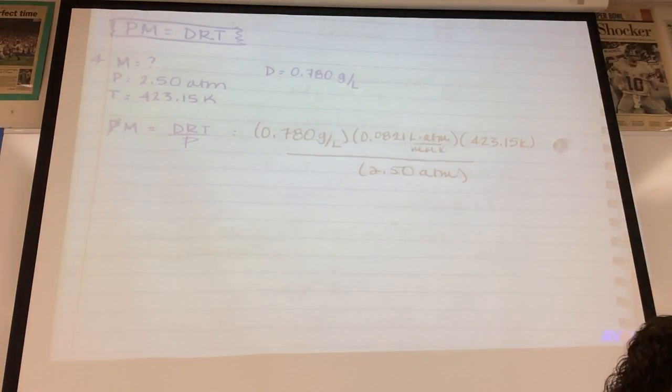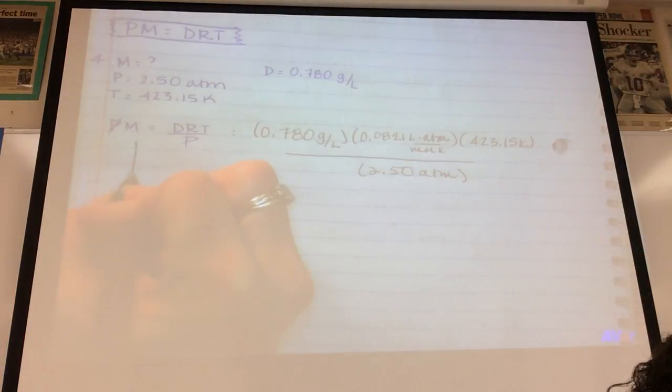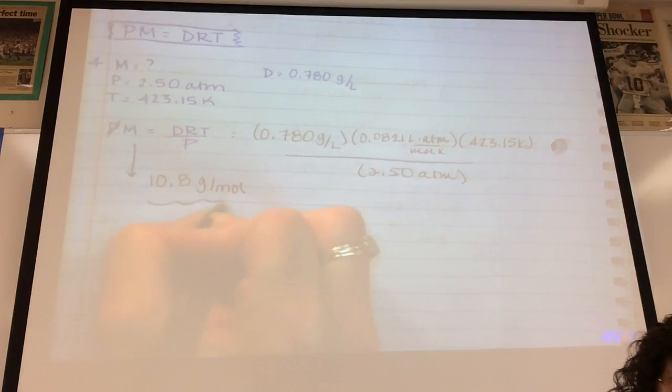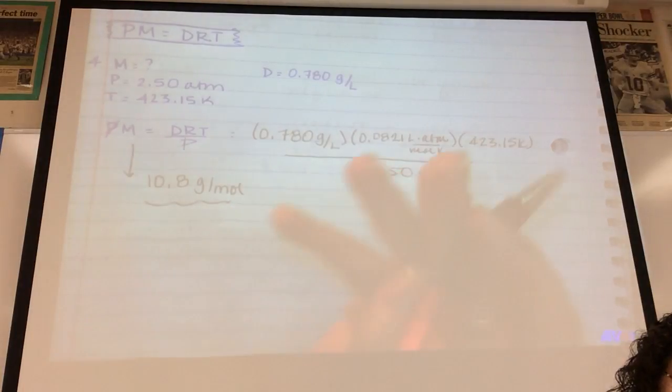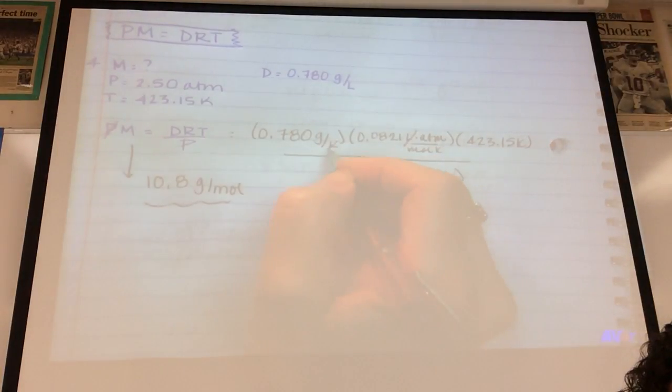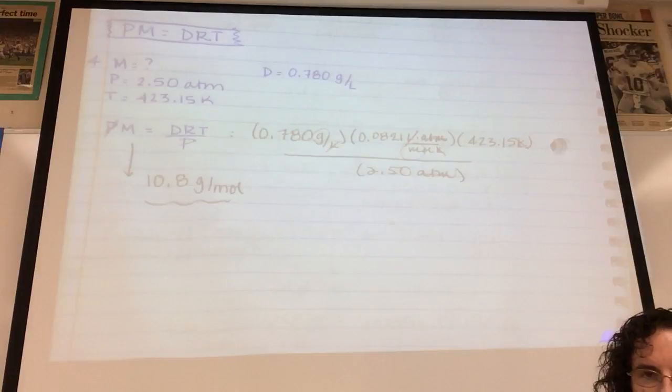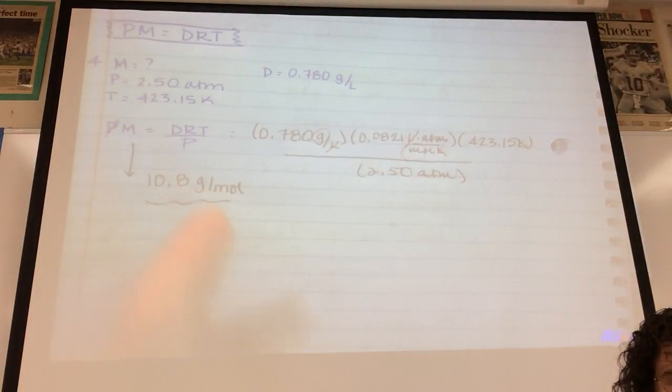We have 0.78 times 0.0821 times 423.15, divided by 2.5, and I've got a molar mass of 10.8 grams per mole. And if you see your units, you'll see how that falls into place. The liters cancel, the atmospheres cancel, the Kelvin cancel. You have a unit of grams per mole, which is a unit of molar mass.